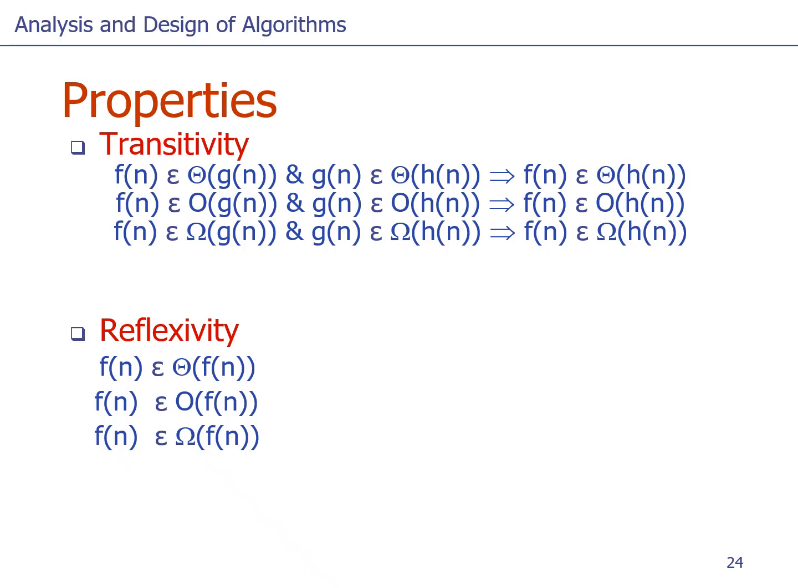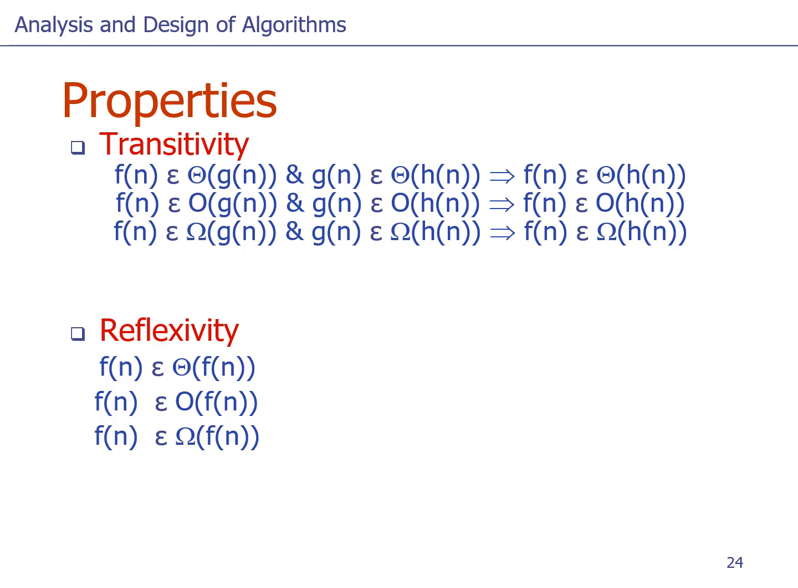Now, reflexivity application to asymptotic orders is stated down in the last 3 lines. F of n is in theta of f of n, f of n is in O of f of n, and f of n is in omega of f of n. Okay?